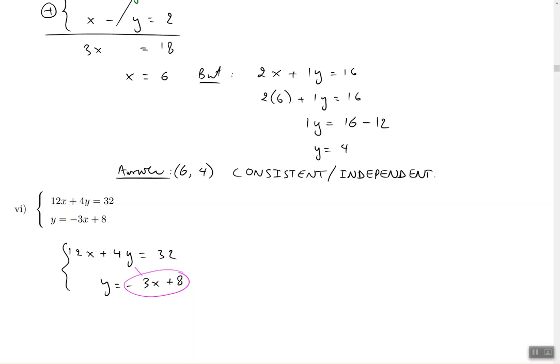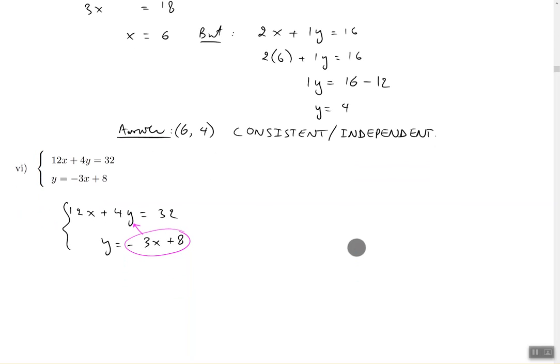So what I'm going to do is put that information into the first equation and transform the first equation. So this time I'm using the substitution method. So I'm going to write down equation 1 becomes, when I substitute, 12x plus 4 times the quantity that I'm going to plug in, and it's all equal to 32. And the quantity I'm plugging in is -3x plus 8.